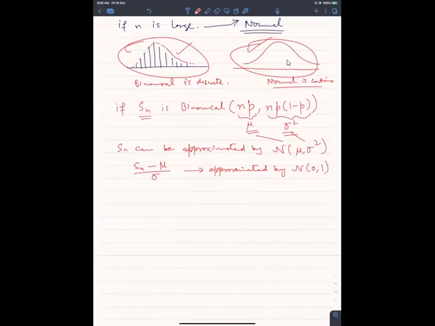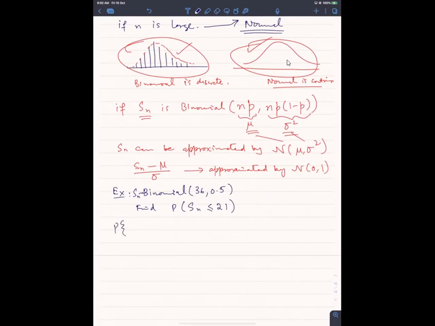What we mean by that, let's show with an example. Let's say you have a binomial random variable Sn with parameters 36 and 0.5. Find the probability that Sn is less than or equal to 21. We can compute this, we know how to calculate binomial probabilities, but there will be a lot of computations here.